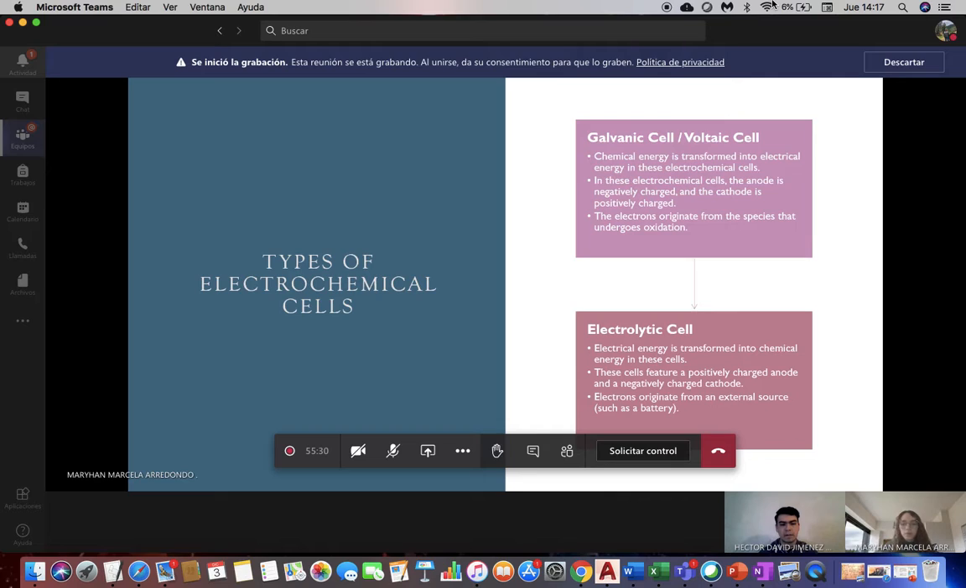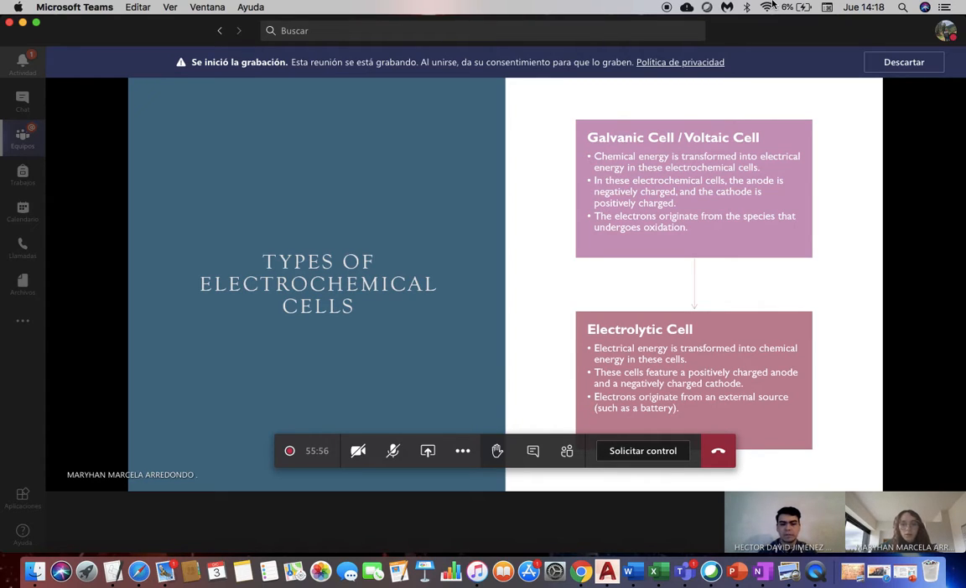There are also two types of electrochemical cells. The first one is the galvanic cell, also known as voltaic cell. In this type of cell, the chemical energy is transformed into electrical energy. Also, the anode is negatively charged and the cathode is positively charged, and the electrons originate from the species that undergoes oxidation.